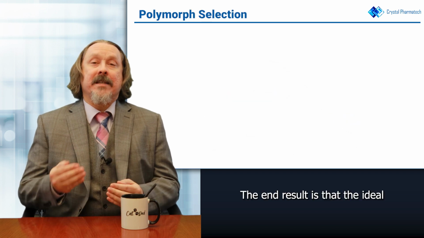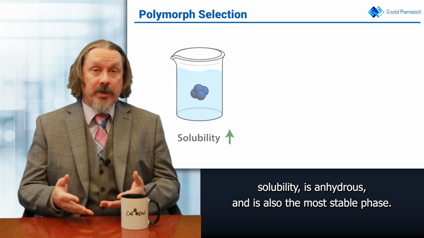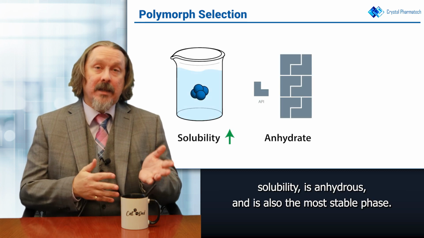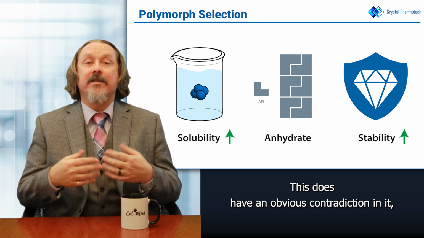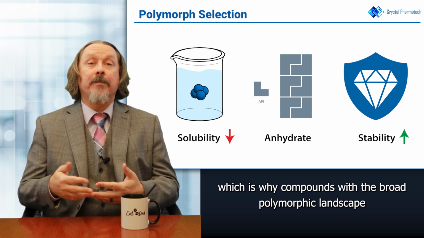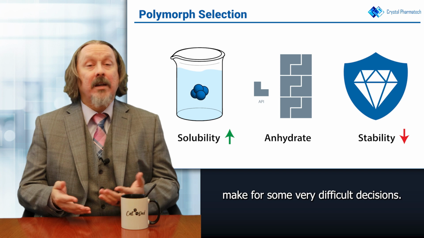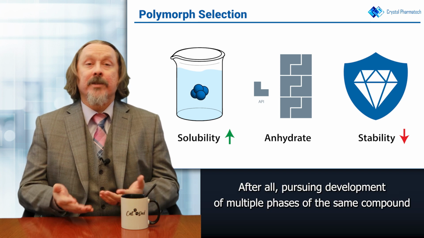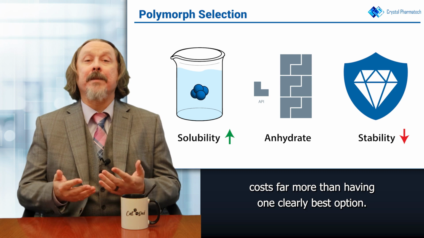The end result is that the ideal active pharmaceutical ingredient is one that has the best water solubility, is anhydrous, and is also the most stable phase. This does have an obvious contradiction in it, which is why compounds with a broad polymorphic landscape make for some very difficult decisions. After all, pursuing development of multiple phases of the same compound costs far more than having one clearly best option.